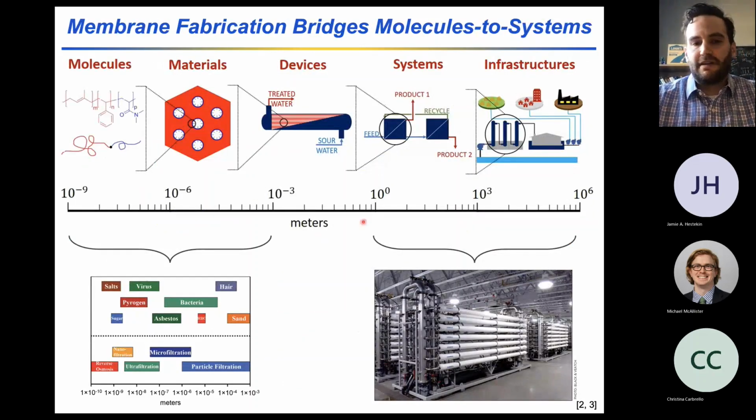But there's a gap in the length scales between the millimeter sized pores of microfiltration or particle filtration membranes and the meter long modules that are plugged into these ultrafiltration or membrane separation processes. And that's a gap that's filled by being able to fabricate membranes.